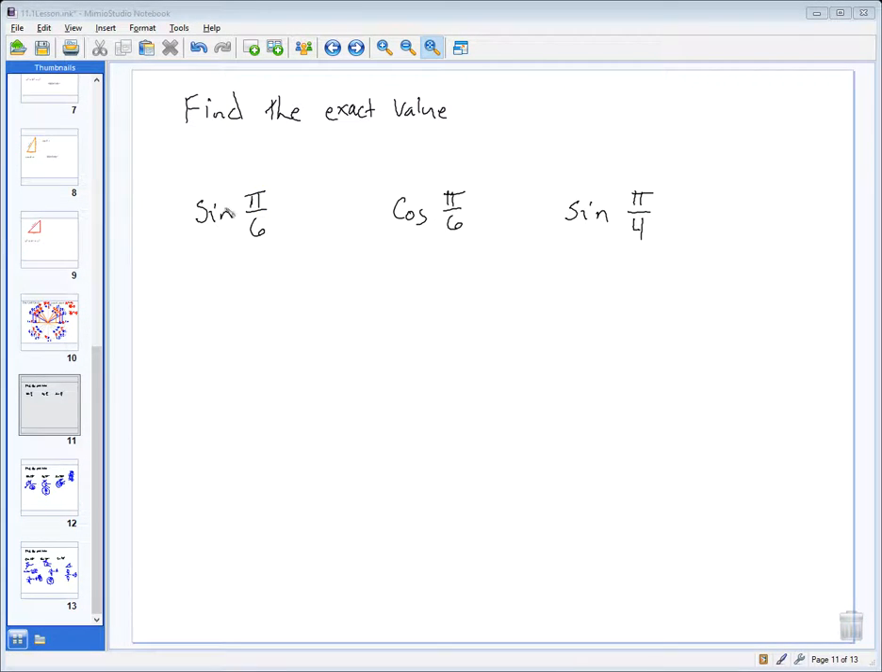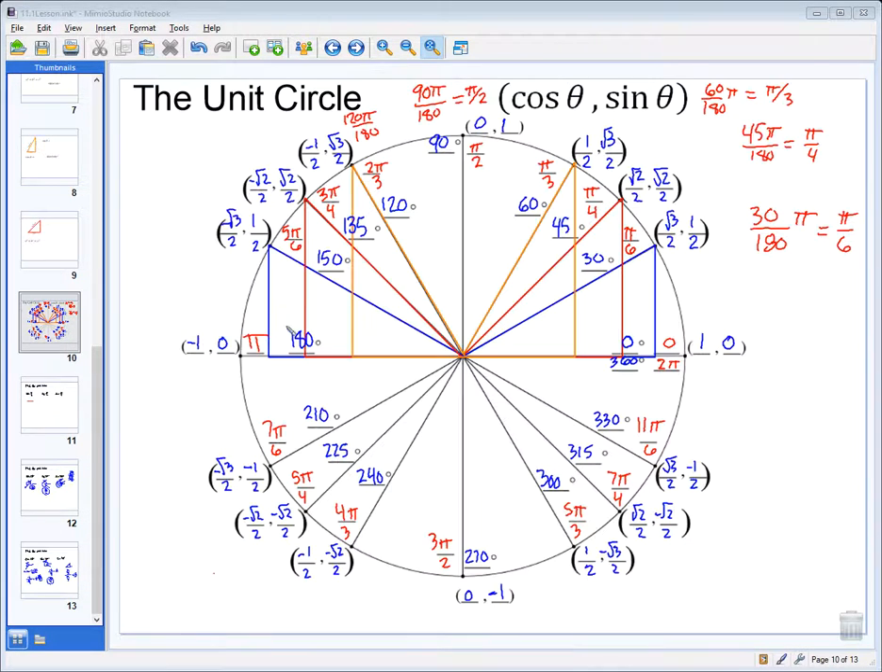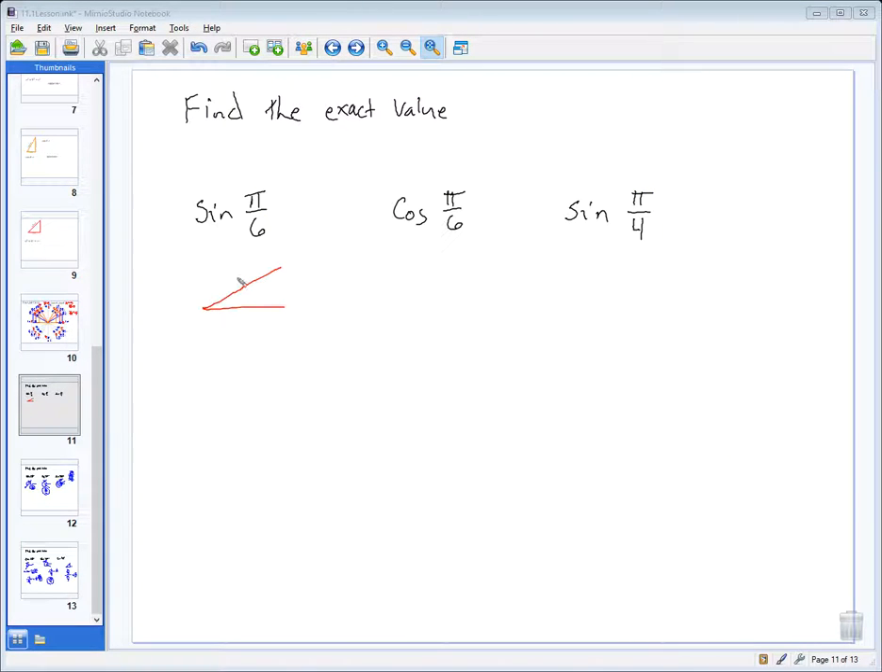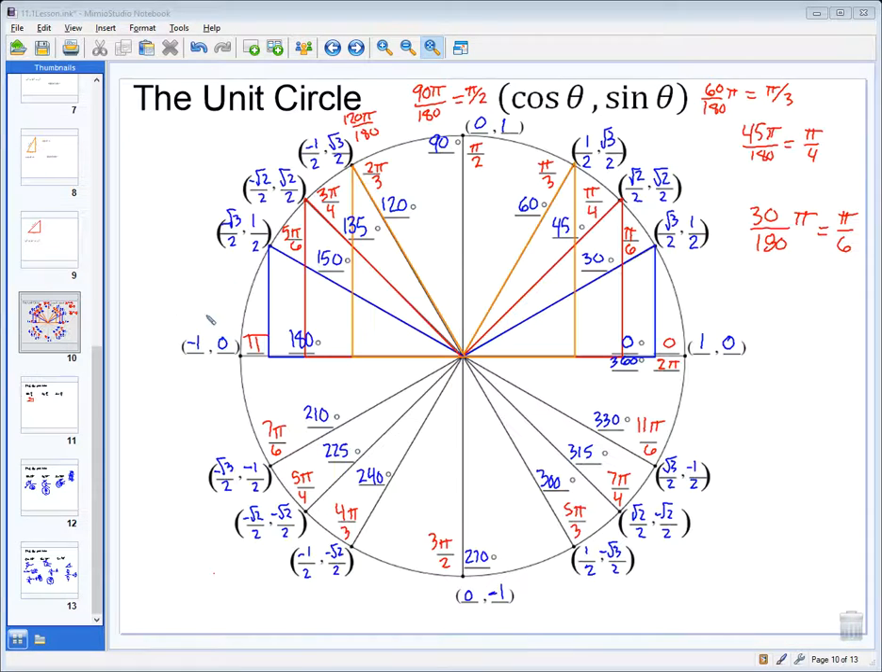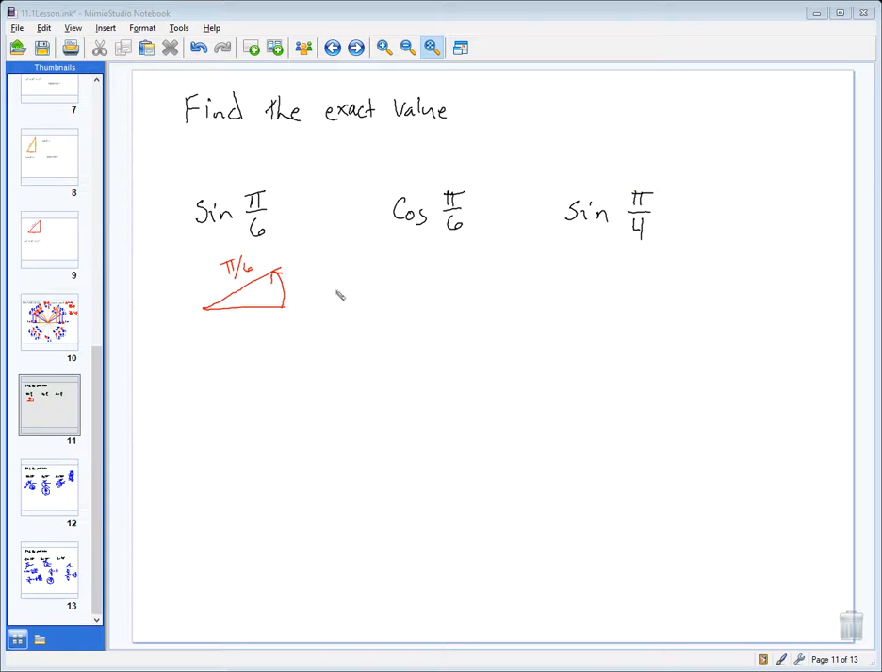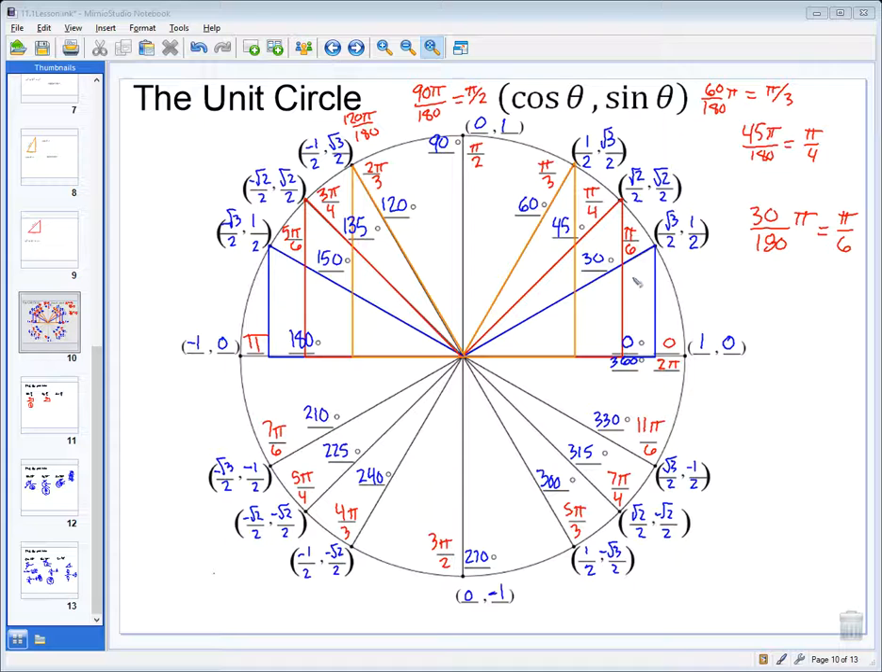which means we could find the sine of pi sixths. So pi sixths is the same as 30 degrees. So here's our angle, pi sixths. And the exact value for that is the same as the sine value right here, which is 1/2. Cosine of pi sixths. So we draw the same angle, pi sixths. The cosine value is the x-coordinate, which is square root 3 over 2.